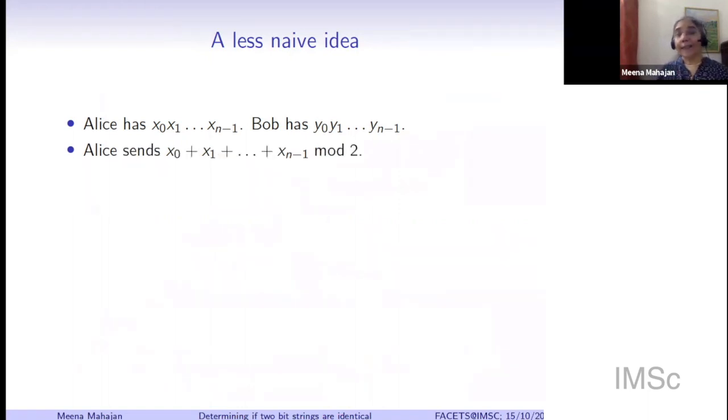Alice sends the sum of these bits mod 2. So she just adds up all her bits. She'll get a number. If that is odd, she sends 1. If that is even, she sends 0. It's just 1 bit that is being sent.